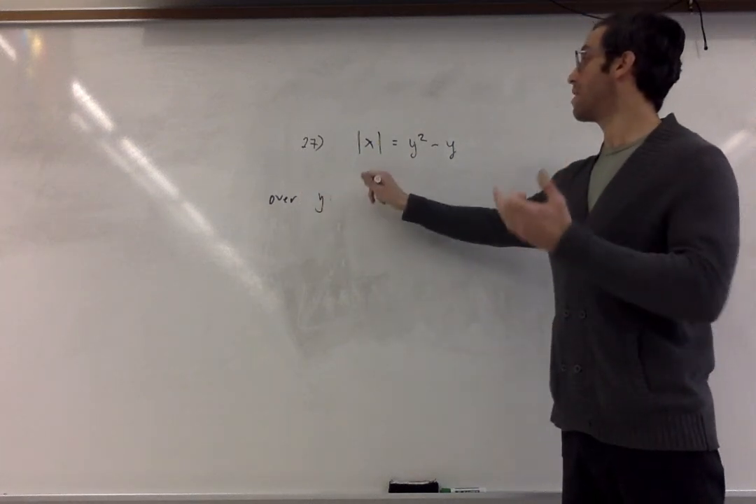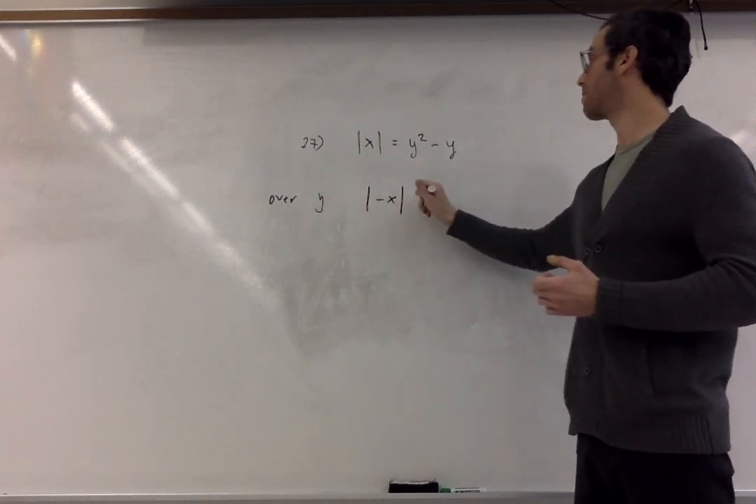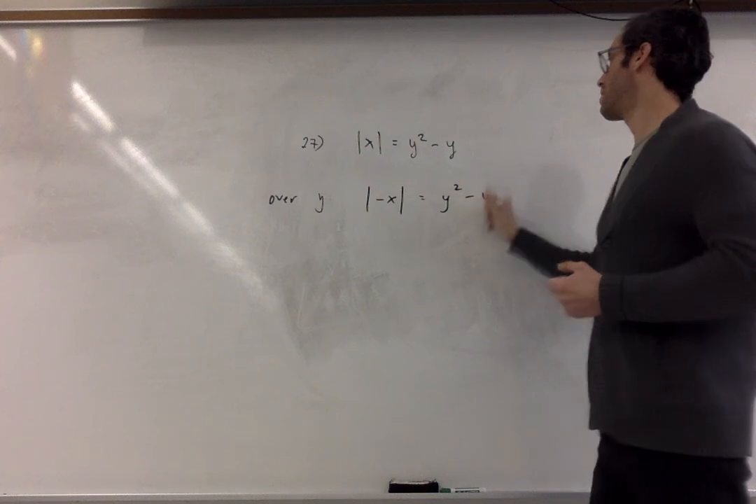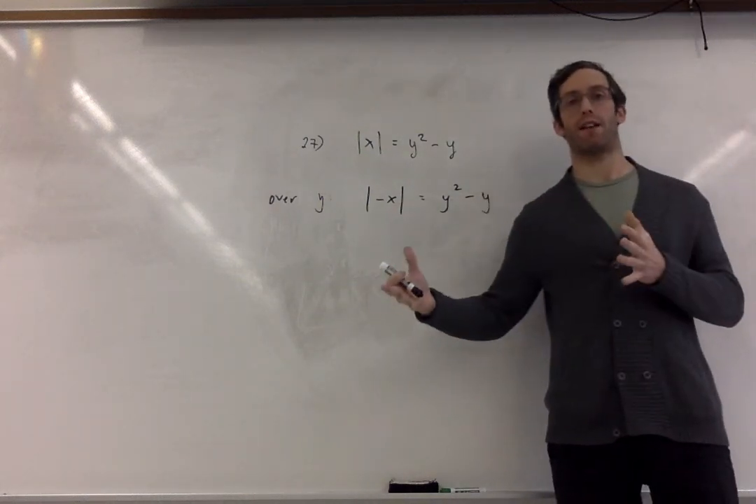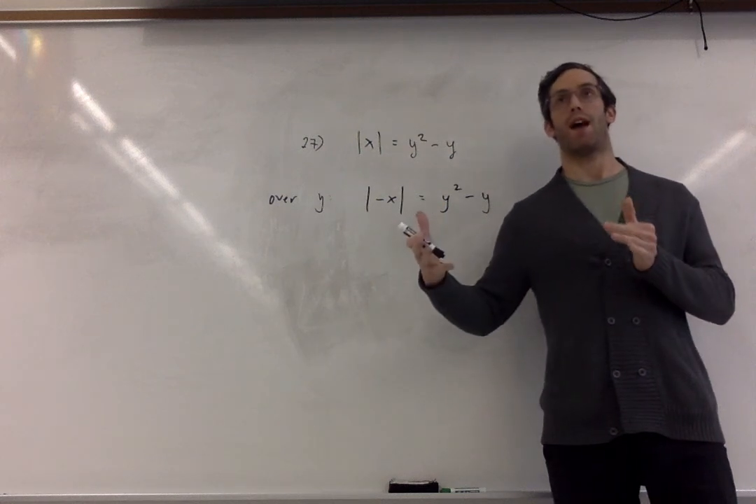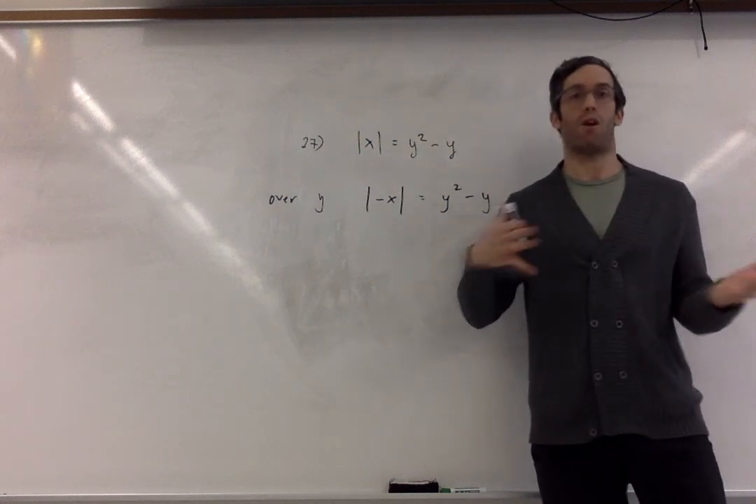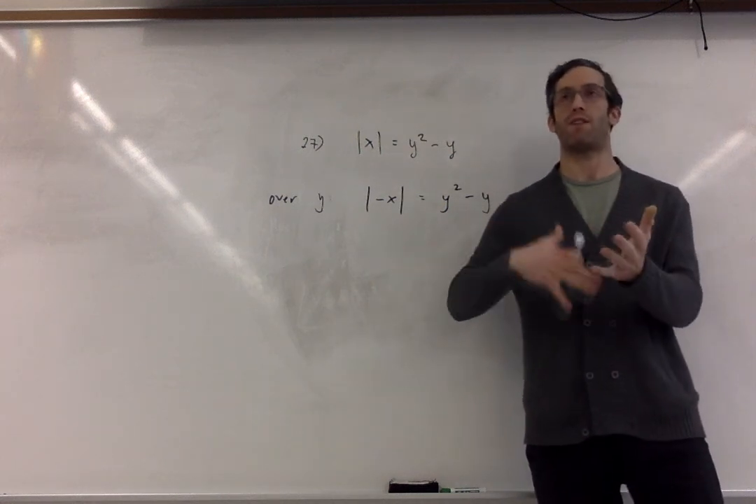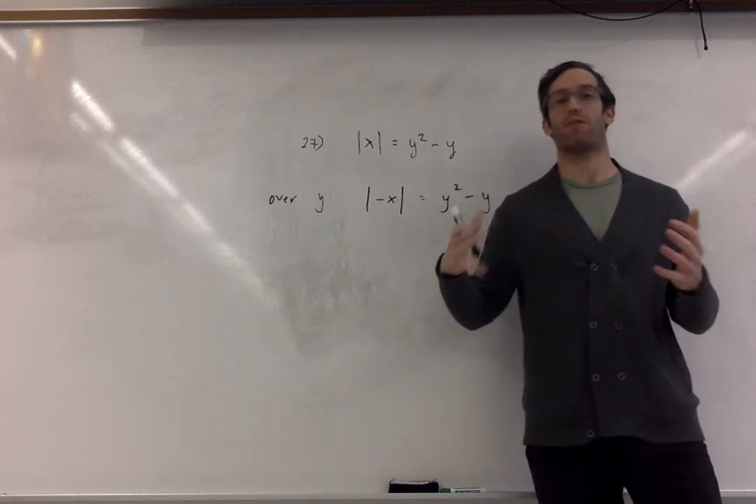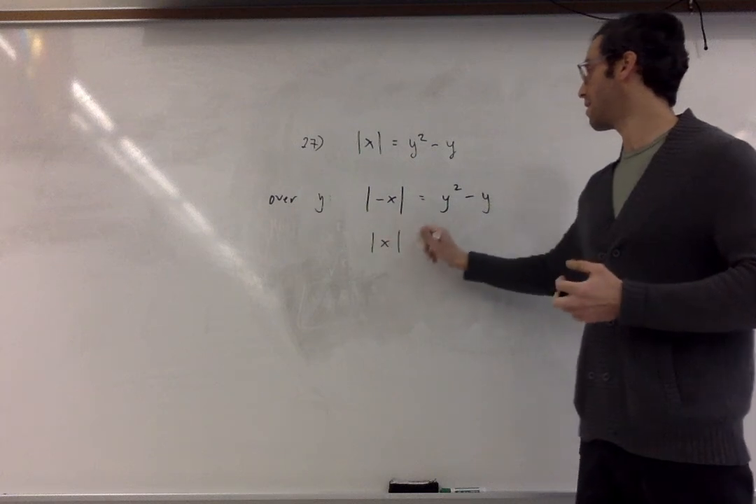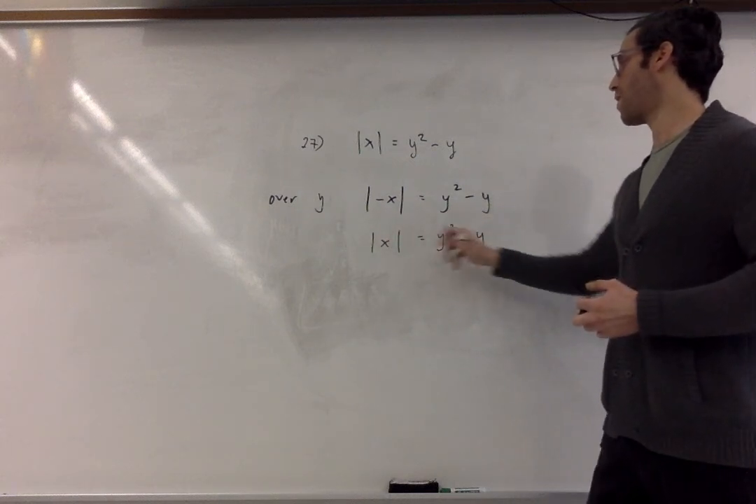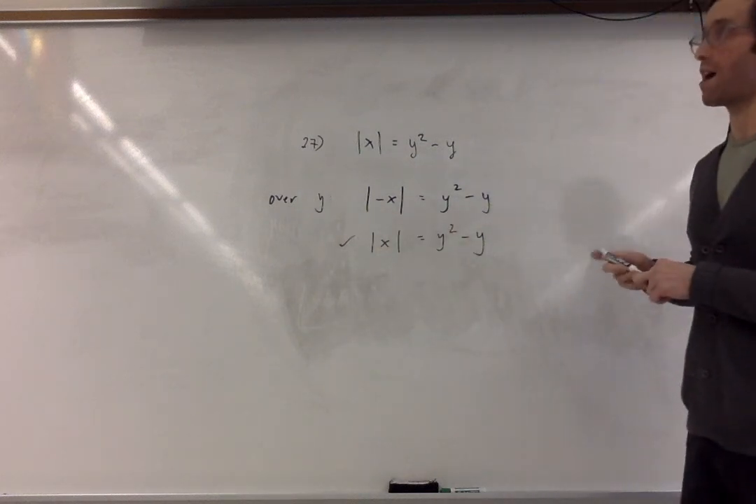if we plug in negative x instead of x, the absolute value of negative x is going to be the same as the absolute value of x, right? The absolute value of something and the absolute value of its opposite would always be the same thing, right? Like the absolute value of negative 5, the absolute value of 5, both of them are 5. So these are the same. This could also be written like this, right? So we do get the same equation. So there is symmetry over y, all right?